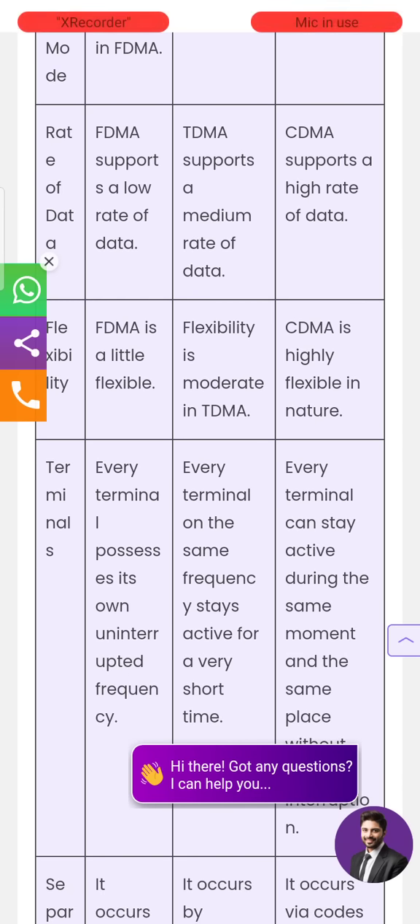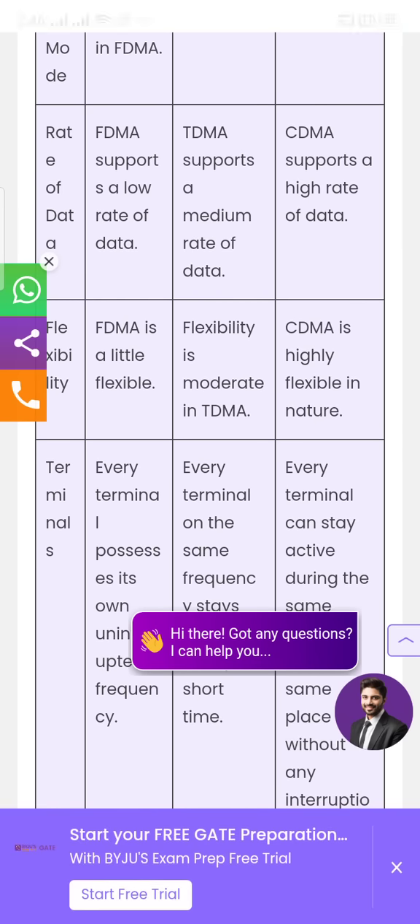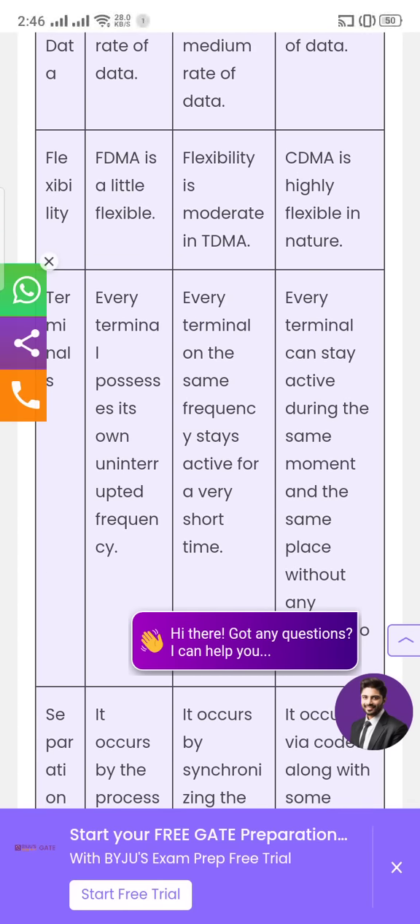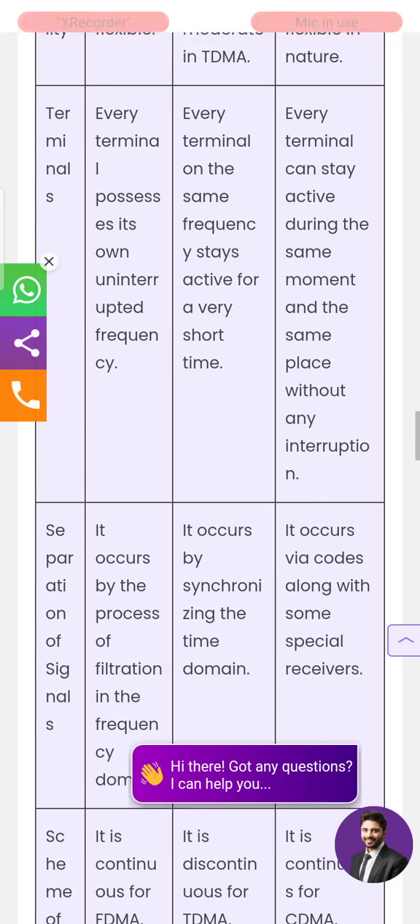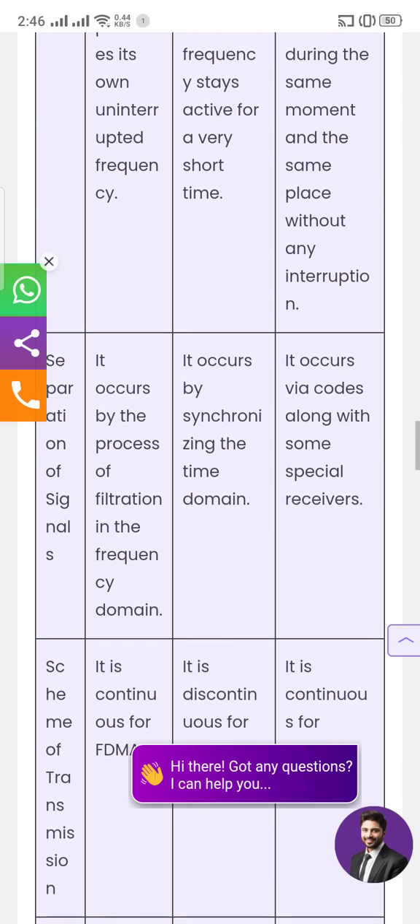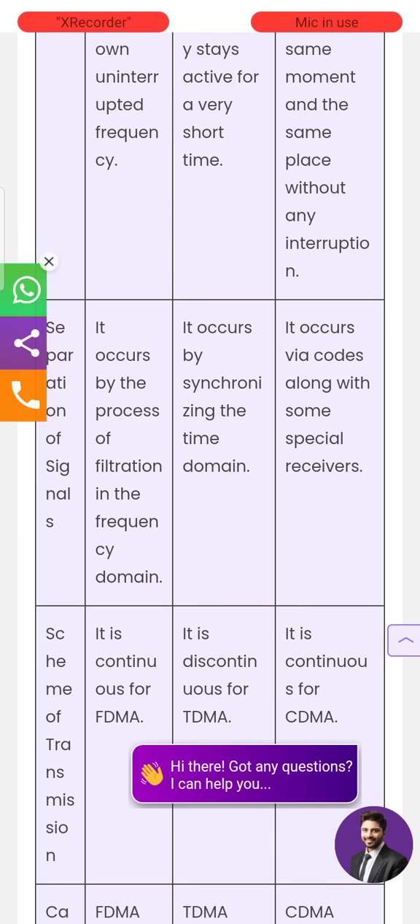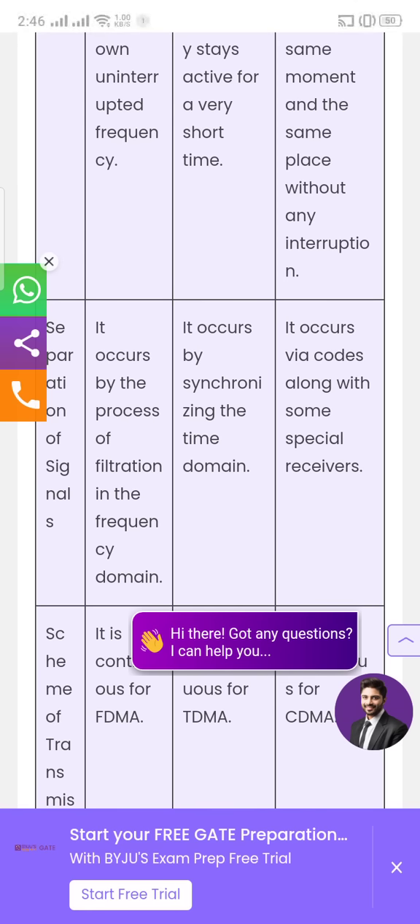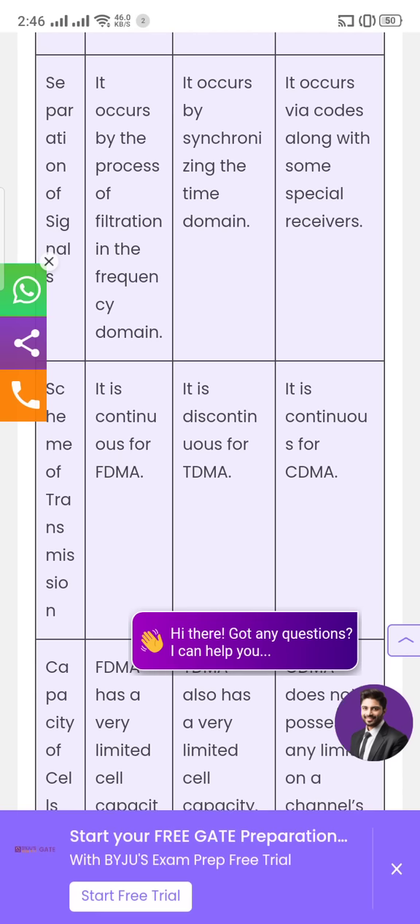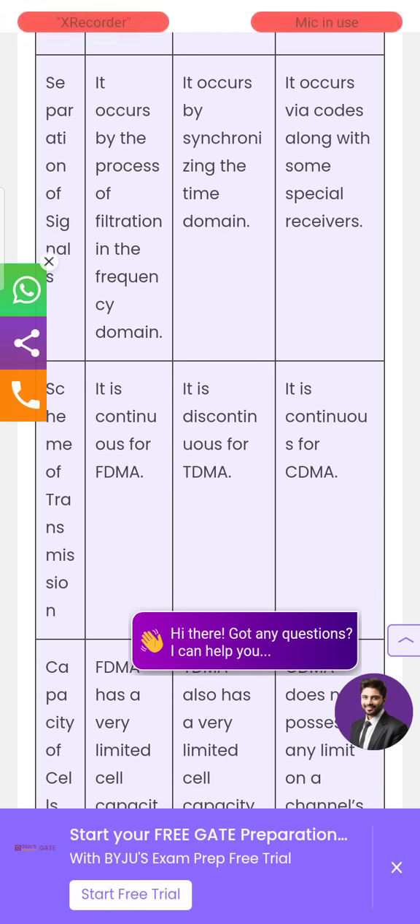Every terminal processes its own frequency. Every terminal on the same frequency stays active for a short time. In FDMA it occurs by frequency division, in TDMA by synchronizing the time domain, and in CDMA via codes along with some special receivers. It is continuous for FDMA, discontinuous for TDMA, and continuous for CDMA.